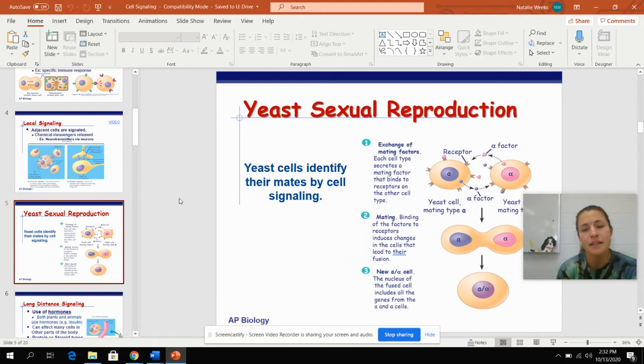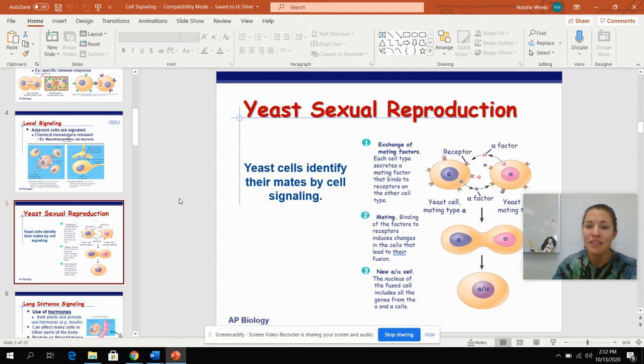Specifically, scientists like to use the example of yeast sexual reproduction for identifying mates. Because if you can imagine, if you are a little yeast, you don't have dating apps to find a yeast that you want to mate with. So they have an exchange of what they call mating factors.